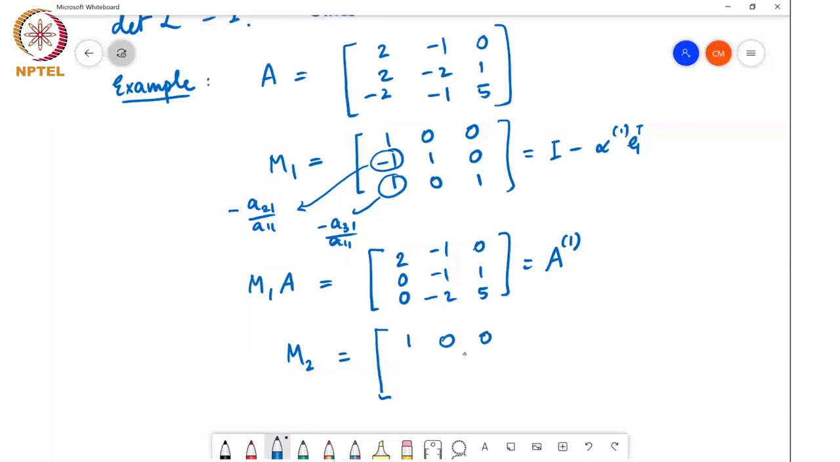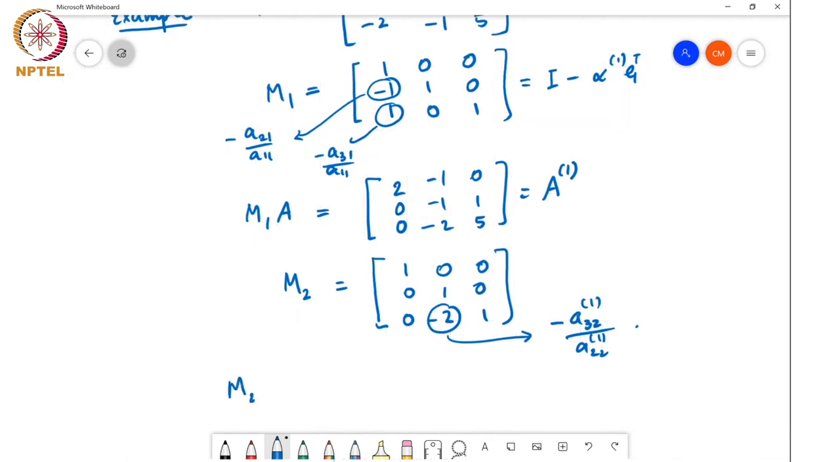1, 0, 0, 0, 1, 0, 0. And this entry is going to be this divided by this with a negative sign. So this is 2, and with a negative sign, I have to write minus 2 here, and this is 1. And again, for the sake of completeness, this is minus A32 of 1 divided by A22 of 1. And then if I calculate M2 M1 A, that's going to be M2 times A1, which will give you 2, minus 1, 0, 0, minus 1, 1, 0, 0, 3. And this is my matrix U. So I've got it in the upper triangular form.